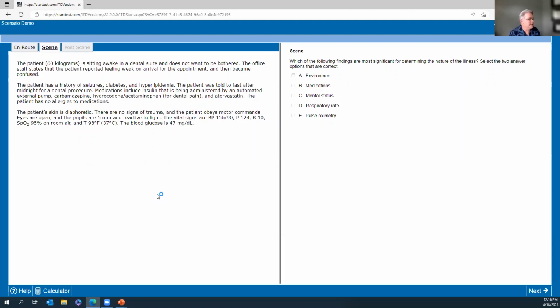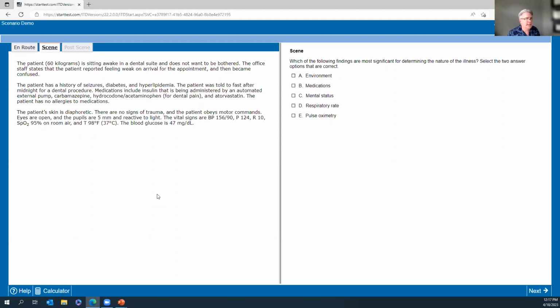And when we look at the patient, the skin is diaphoretic. There are no signs of trauma. The patient obeys commands. The eyes are open. The pupils are 5. They are reactive. The vital signs are 156/90. Pulse is 124. Respirations are 10. SpO2 is 95%, and the temperature is 98, 38 degrees Celsius. And the blood glucose is 47. So that's the information that they're presented with on scene.